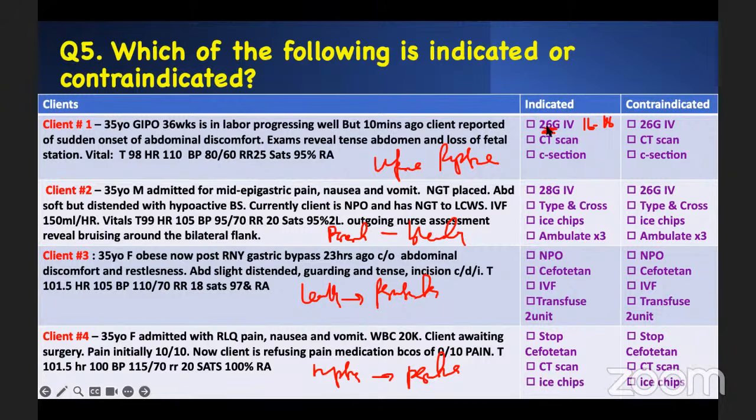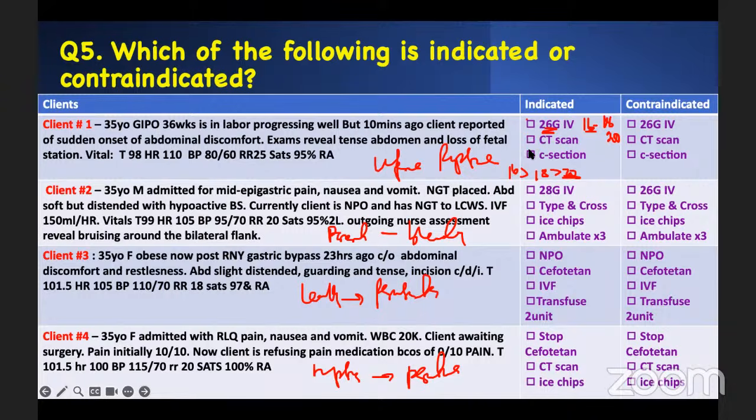26 is too small. Every time they give you a question and the patient is bleeding, never choose anything smaller than 20 gauge. Remember, the smaller the number, the bigger the IV. So 18 gauge is bigger than 20 gauge in terms of its size, but the number is smaller. 16 is the biggest. So don't pick anything bigger than 20 in terms of the number. So this is not indicated.